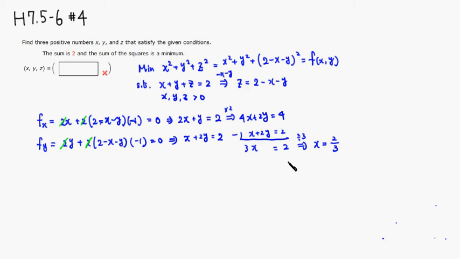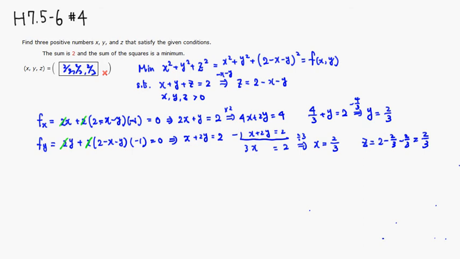Once you know x, we can find y from this equation. So I plug in 2/3 here. That will be 4/3 plus y equals 2. Subtracting 4/3, y is equal to 2, which is 6/3, minus 4/3, which is 2/3. And of course z is going to be 2 minus 2/3 minus 2/3, so that's going to be again 2/3. So it seems like it's all 2/3, 2/3, 2/3.